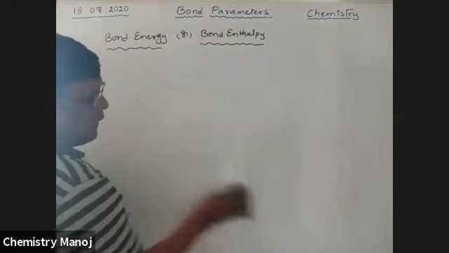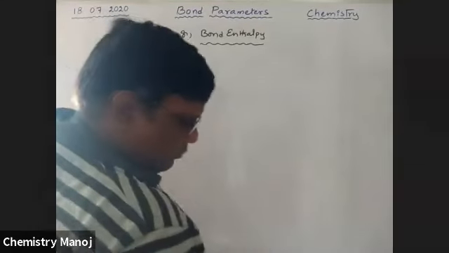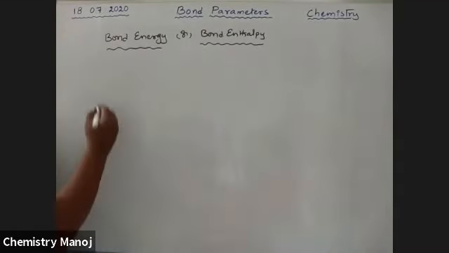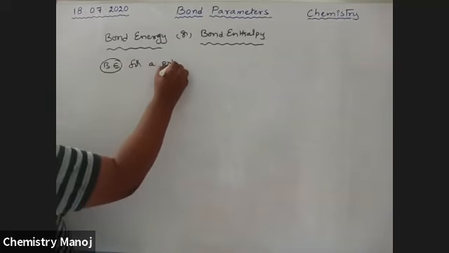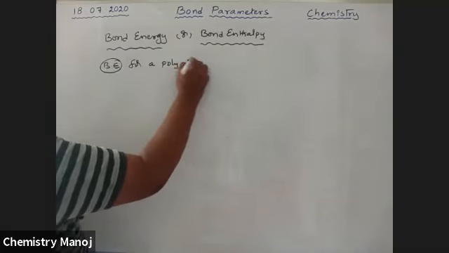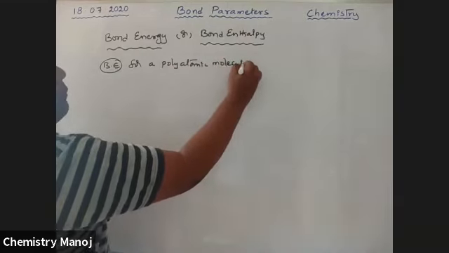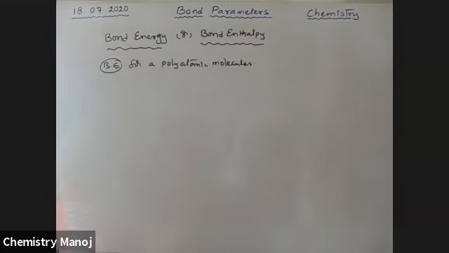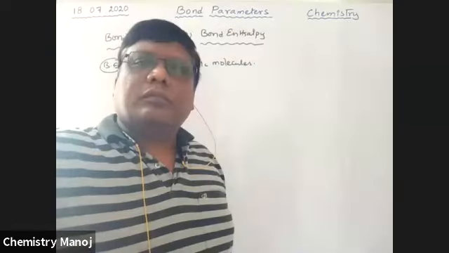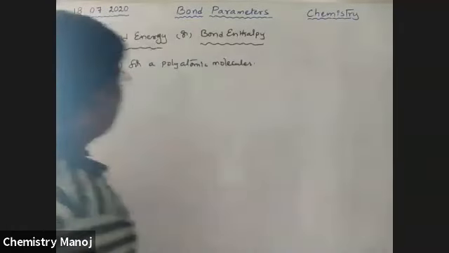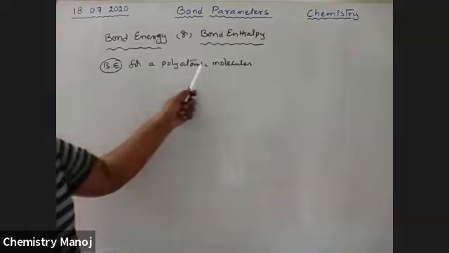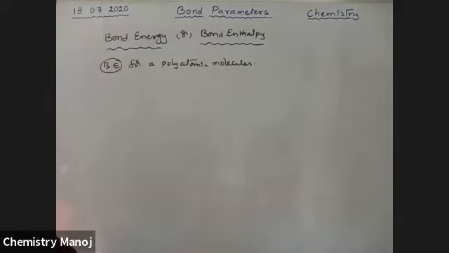So now I completed bond energy for a diatomic molecule. Now, bond energy for a polyatomic molecule. So bond energy for a polyatomic molecule. How to calculate bond energy for a polyatomic molecule?